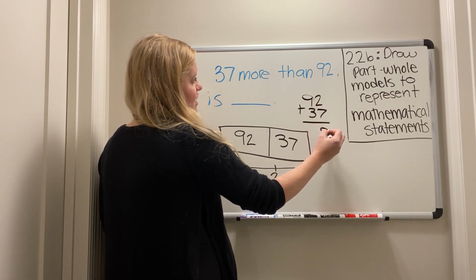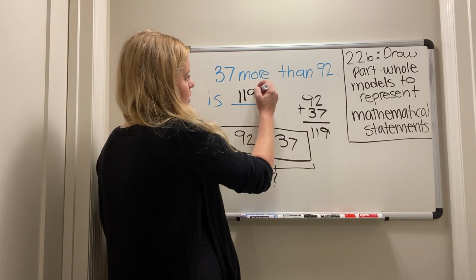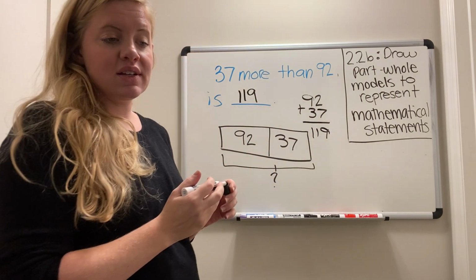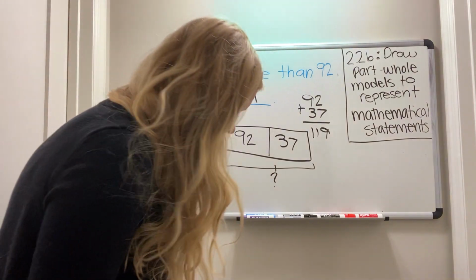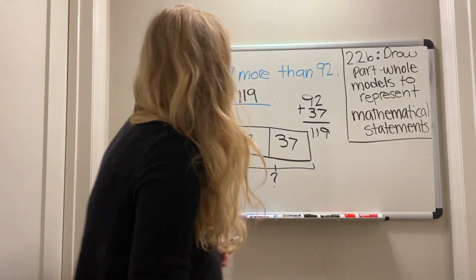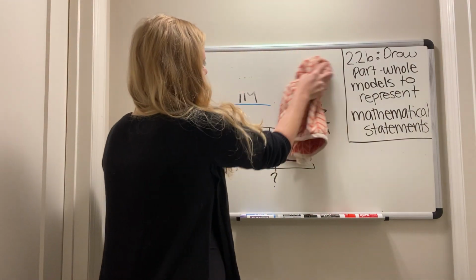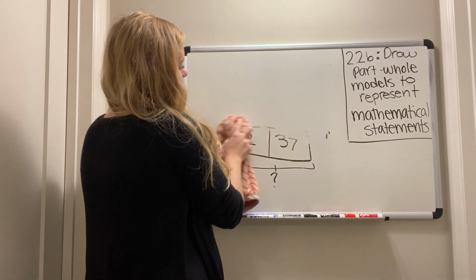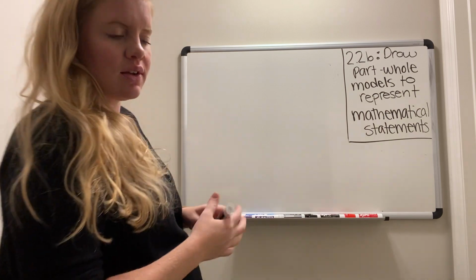92 plus 37. 2 plus 7 is 9. 90 plus 30 is 110. So our answer would be 119. All right. Now let's look at another one. So you can really use these part whole models to understand what the question is asking you.